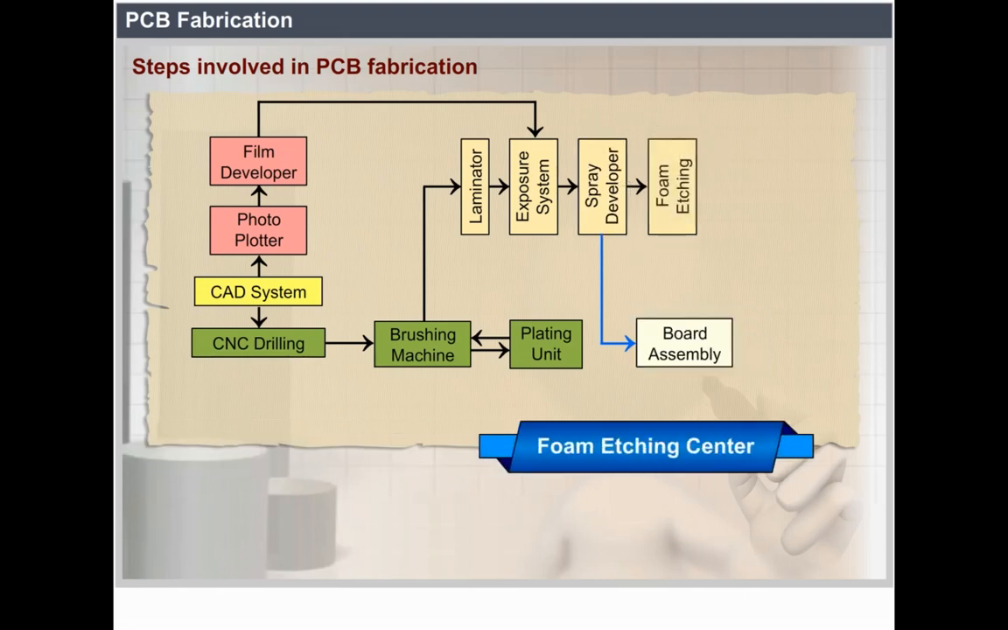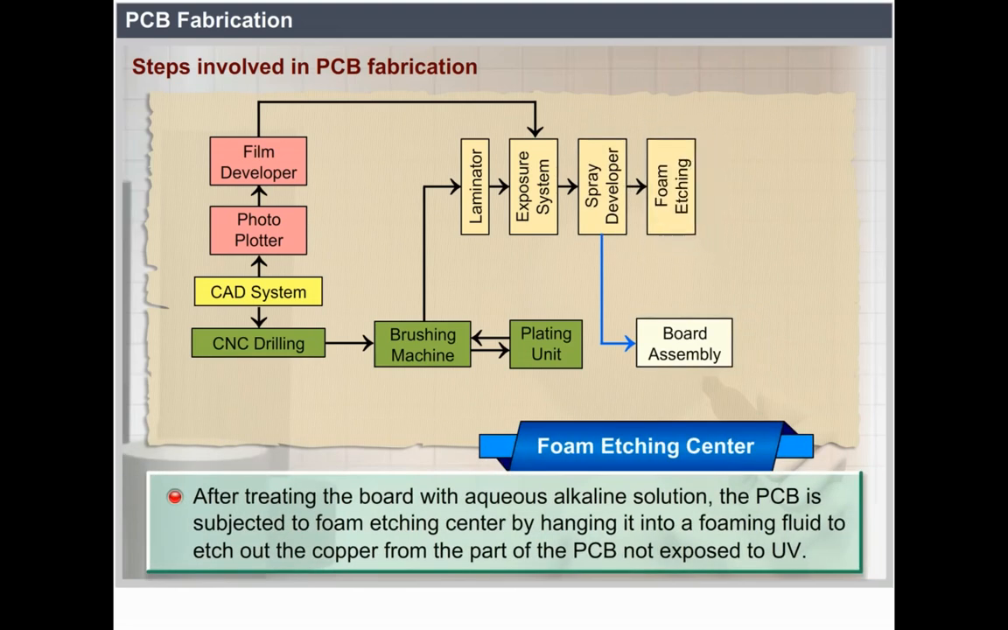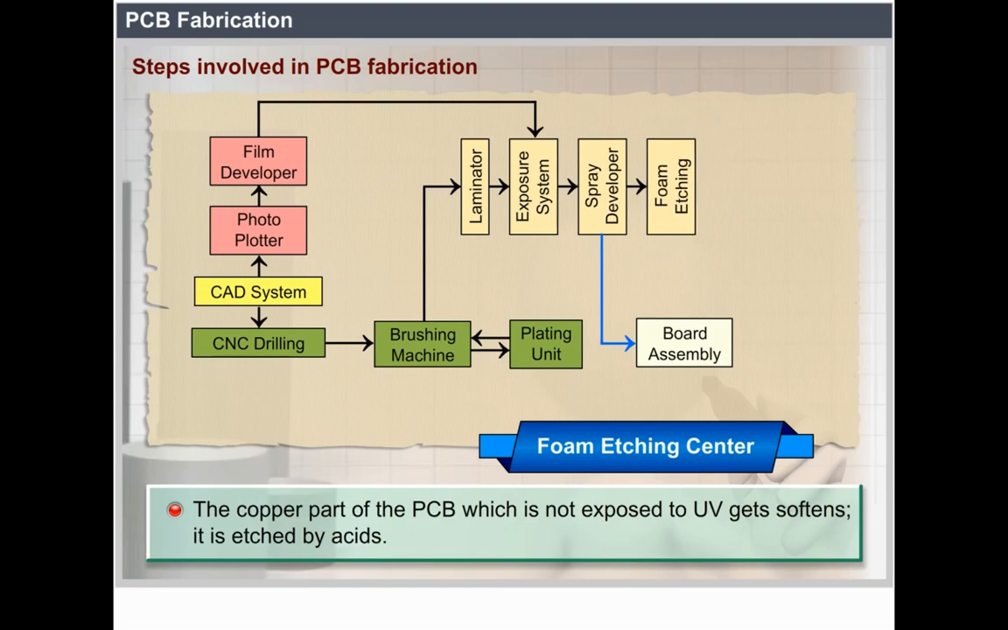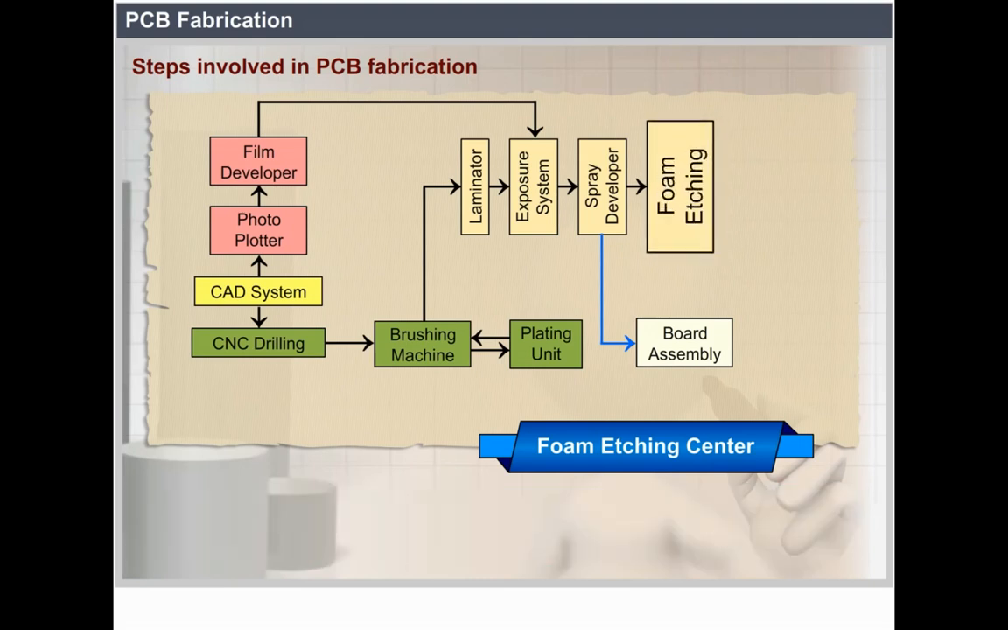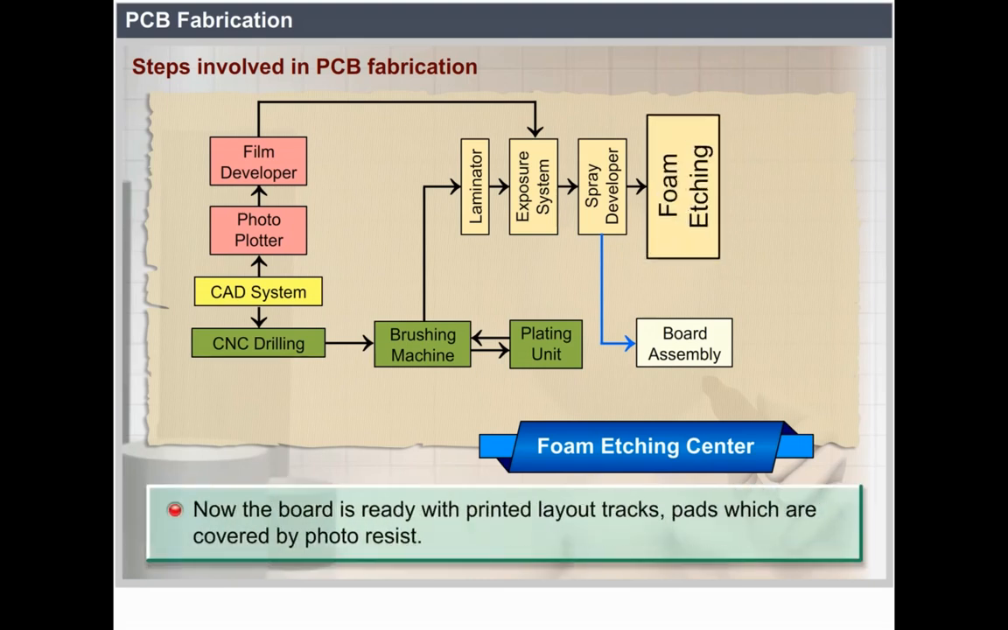Foam etching center. After treating the board with aqueous alkaline solution, the PCB is subjected to the foam etching center by hanging it into a foaming fluid, usually acids, to etch out the copper from the part of the PCB not exposed to UV. The copper part of the PCB, which is not exposed to UV, gets softened and it is etched by acids. Now the board is ready with printed layer tracks and pads which are covered by photoresist.